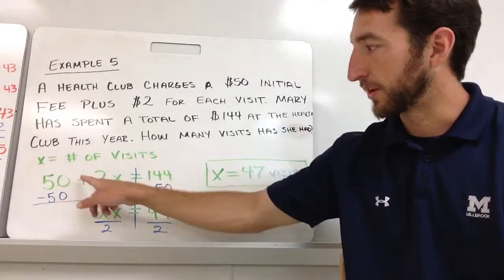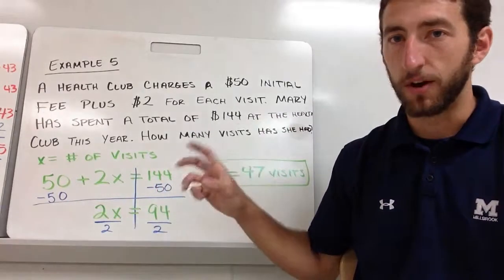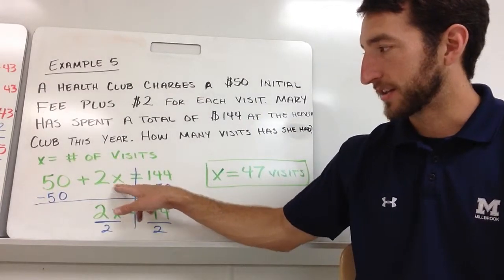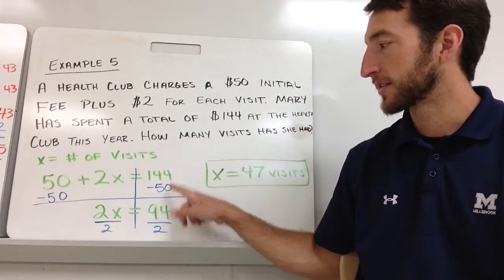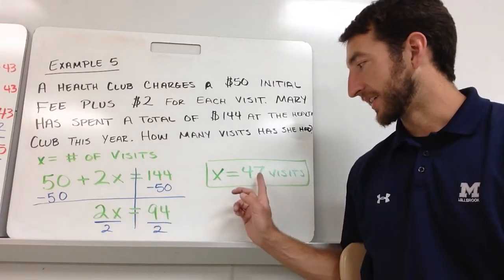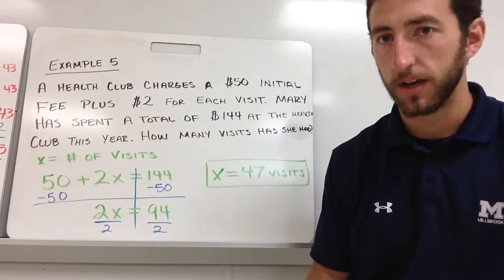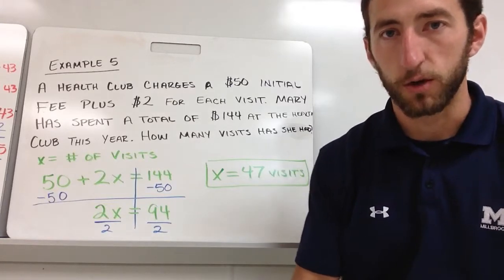All right, so we get 50 plus 2X equals 144. Now I have to solve. So I want to get X by itself. I'm going to subtract 50 from both sides, get 94, then divide both sides by 2, and I get that X is equal to 47 visits. And that is solving equations.